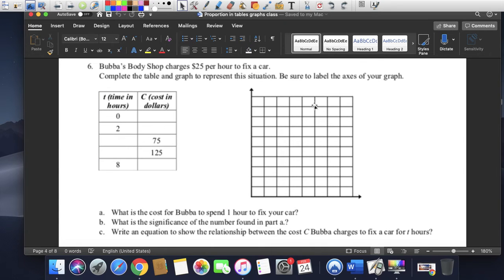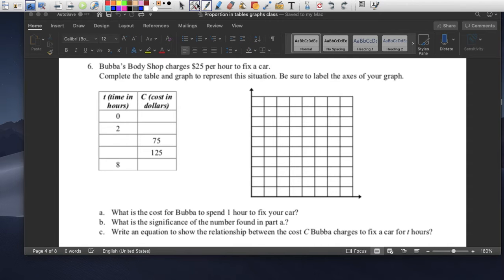So here we have a table, and our information says that Bobby fixes cars and charges $25 per hour. We have some information we can use. In 2 hours, every hour is 25, so it will cost $50, right? If he charged someone $75, divided by 25, that means he worked on the car for 3 hours. If he charged $125, that'd be 5 hours.